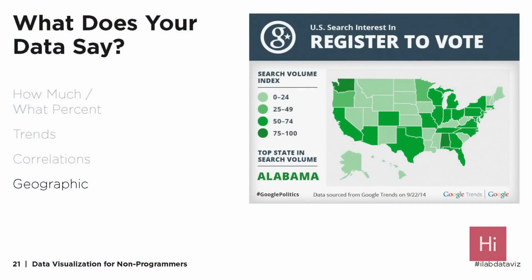One more geographic example is another Google one, looking at Google search, breaking it down by state. So here the term we were looking at is register to vote. We were working with Google Politics right before the 2012 election, and we wanted to see what states are searching for that term most. And in this particular example, at this particular time, Alabama was.